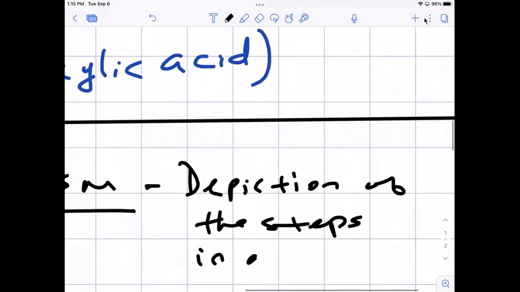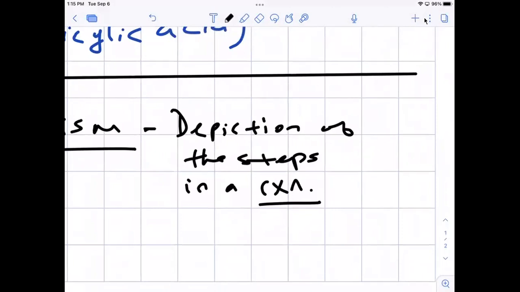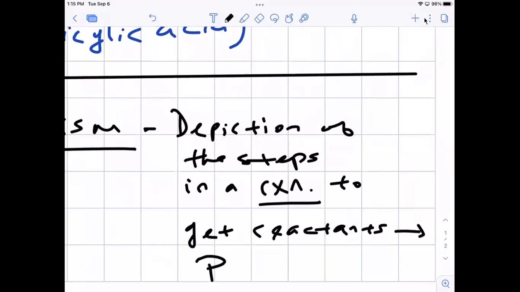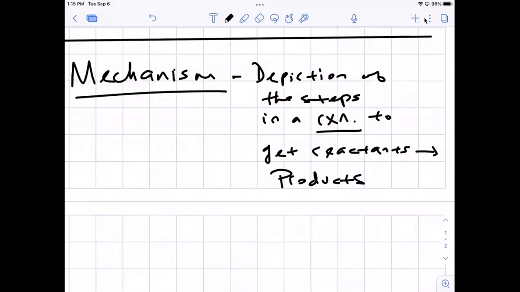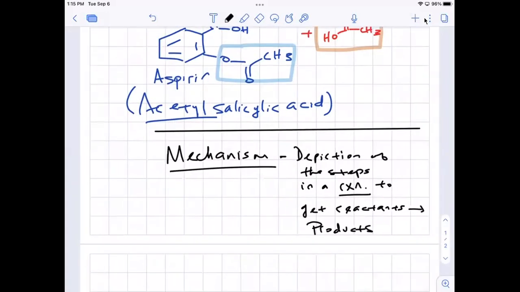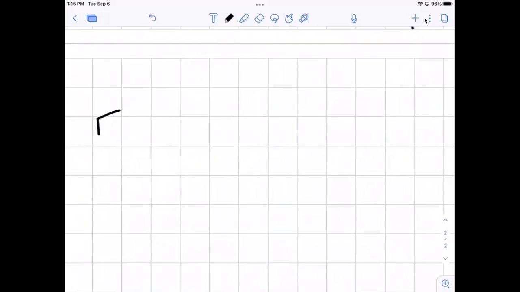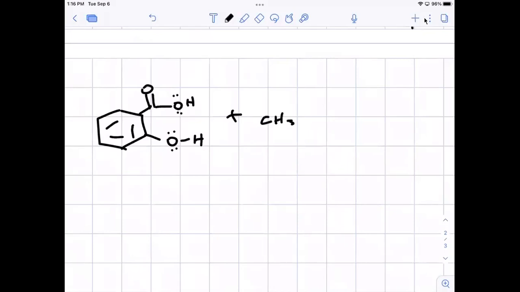So steps in a reaction, and I'm going to abbreviate reaction. Anytime you see that RXN, that's just a shorthand for reaction. So we get from reactants to products, right? Every chemical reaction is the same. You start with a set of reactants, and then you convert those reactants into product using some type of transformation, right? So in this case, let's walk through it. So we have salicylic acid, which is here. I'm gonna put the lone pairs in so you can see how this works. And then you have acetic anhydride, which is here.